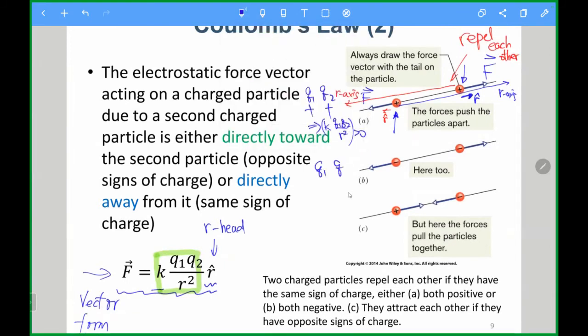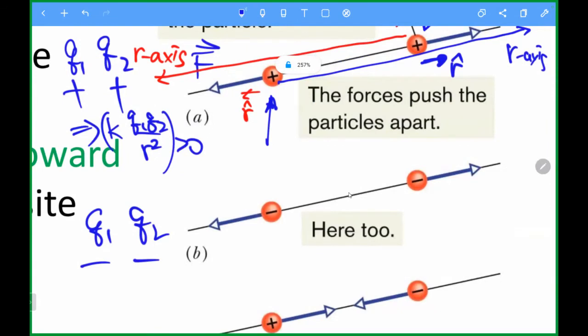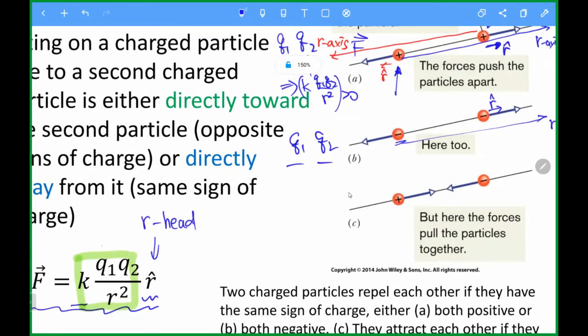Q1, Q2 are all negative. So you can see negative charge, negative charge. Okay, so when you consider this charge acting on the other charge, the r axis points to the right side. So r hat points to this direction. When you plug in Q1, Q2, r squared, and k in Coulomb's law, Q1, Q2 are all negative, but negative times negative is positive.